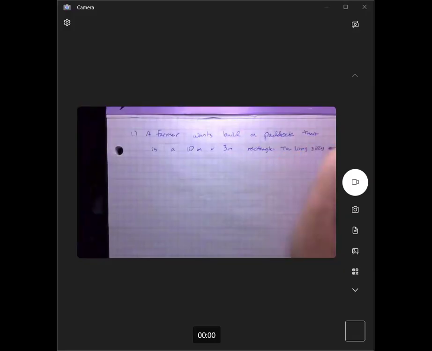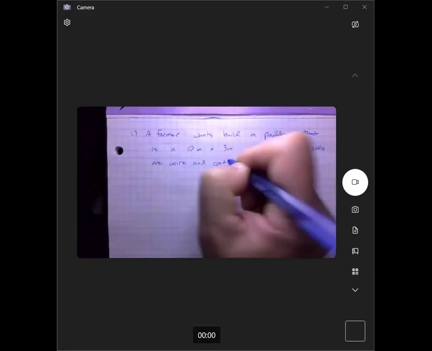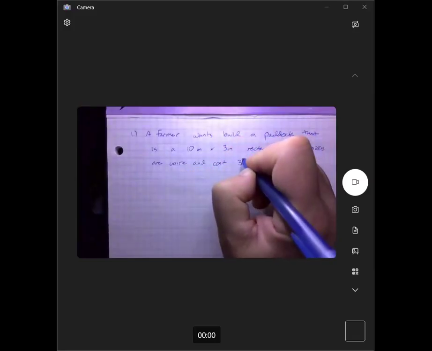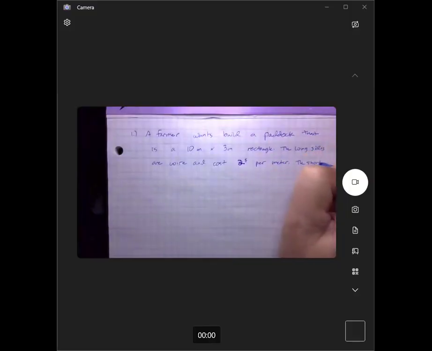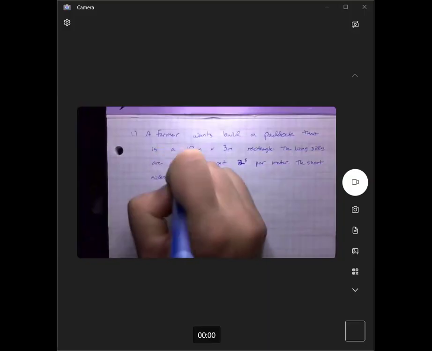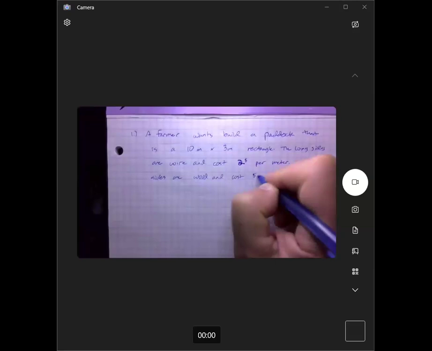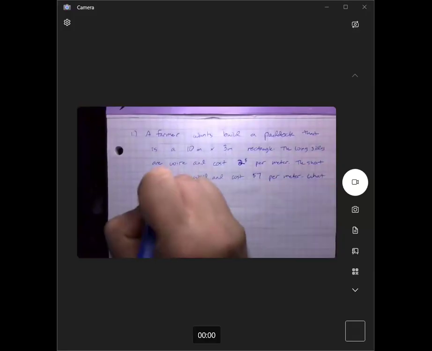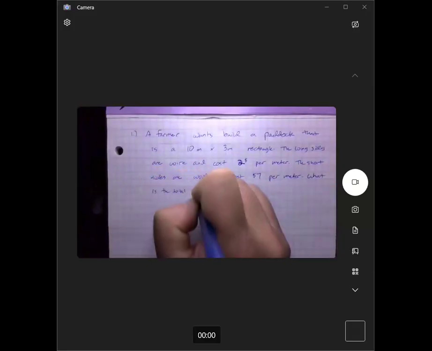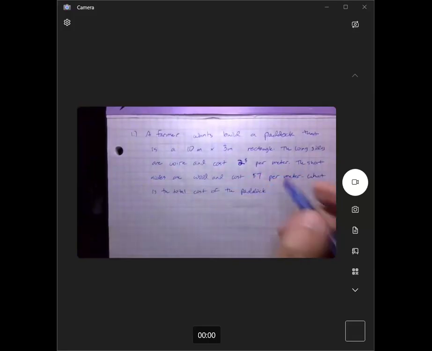The long sides are wire and cost, let's see, $2 per meter. The short sides are wood and cost $7 per meter. What is the total cost of the paddock or enclosure?